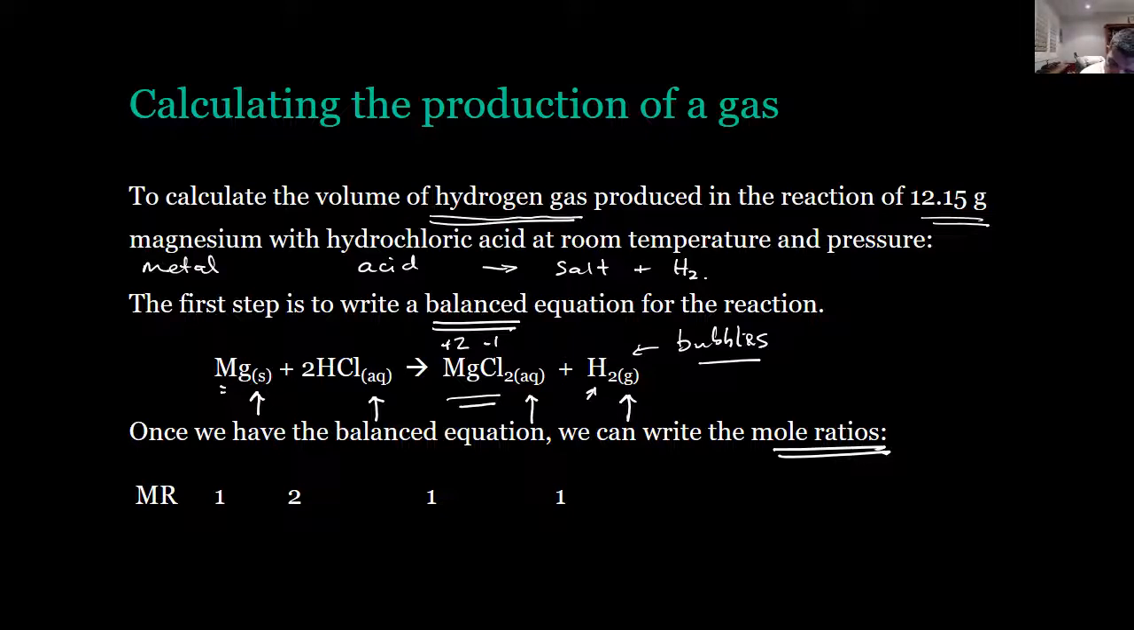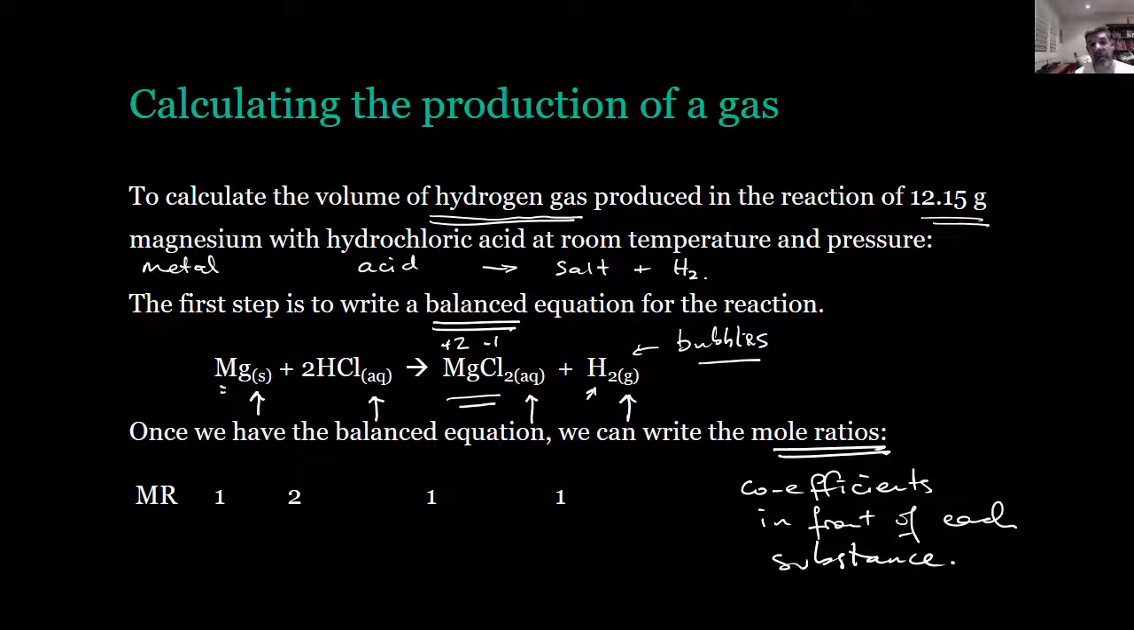So to write the mole ratios, we need the coefficients in front of each chemical. The coefficient in front of the magnesium is 1. The coefficient in front of the hydrochloric acid is 2. The fact that there isn't one in front of the MgCl2 means it's 1, and likewise for hydrogen. So the mole ratio for this particular reaction is 1 to 2 to 1 to 1.